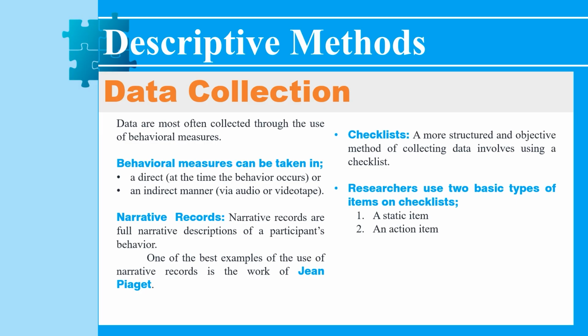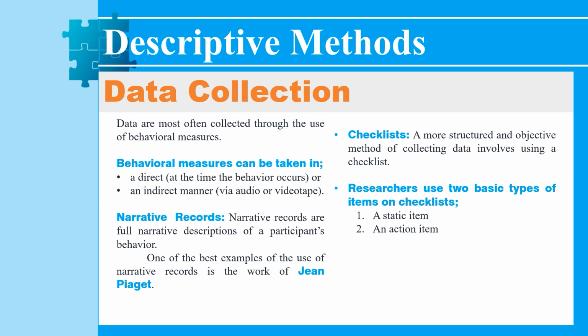One of the best examples of the use of narrative records is the work of Jean Piaget. Piaget studied cognitive development in children and kept extensive narrative records concerning everything a child did during the specified time period. His records were a running account of exactly what the child said and did.